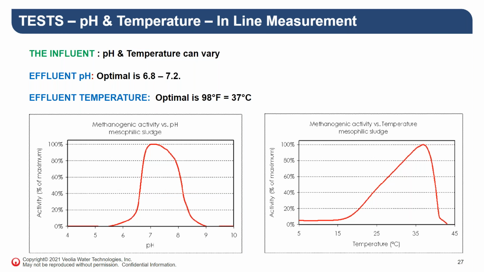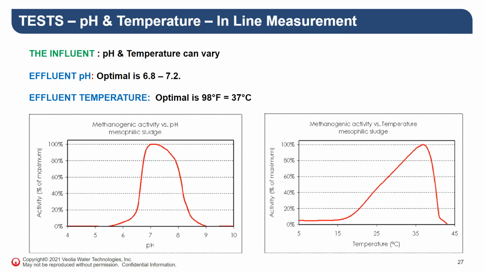You can see from this chart on the left, the methane activity versus pH, that the activity is 100% at 7.2. If I go down to 6.5 pH, I'm down to 40% or so biomass activity. Well, that's not very good. I want the activity of my biomass to be as high as it can be to ensure that I have really good digestion performance. If I go up to 8, I'm down to 50% activity.